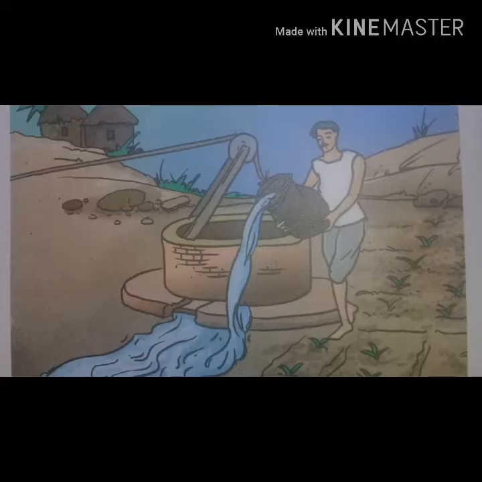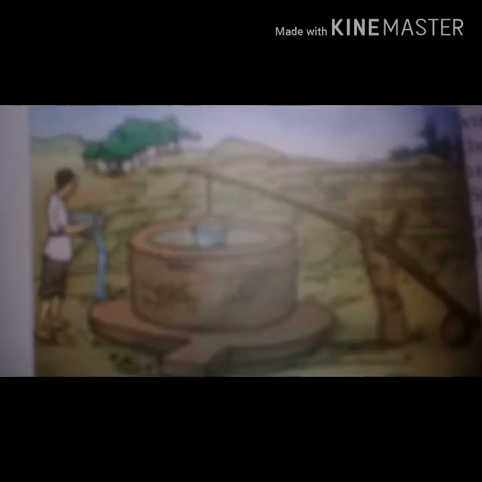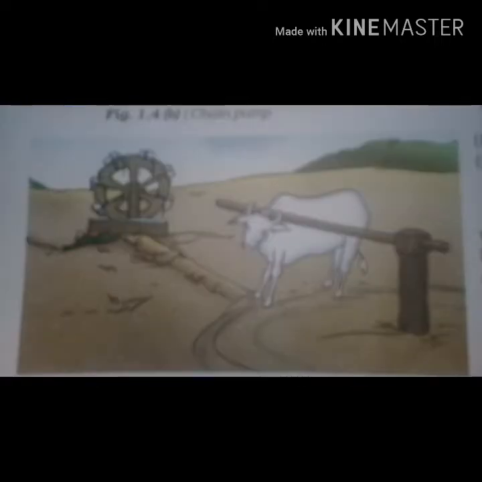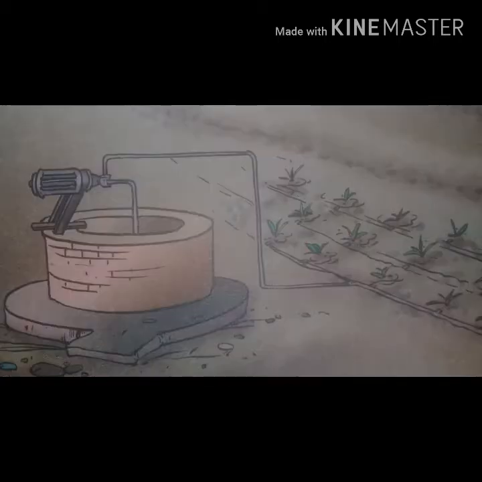Sources of irrigation: moat, chain pump, dhekli, rahat. Modern methods: sprinkler system, drip system.